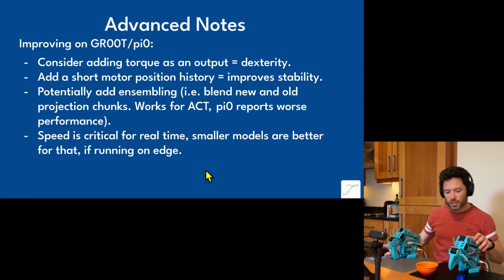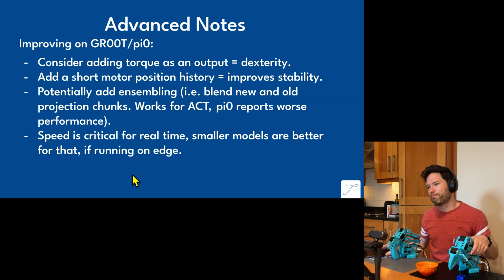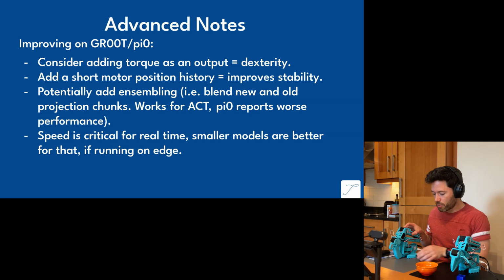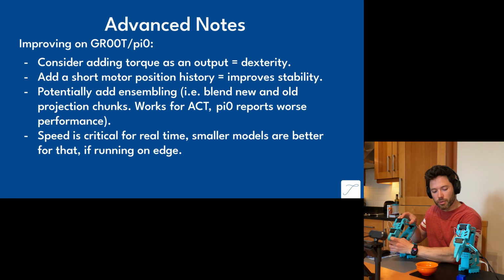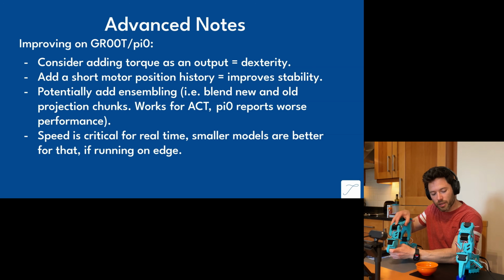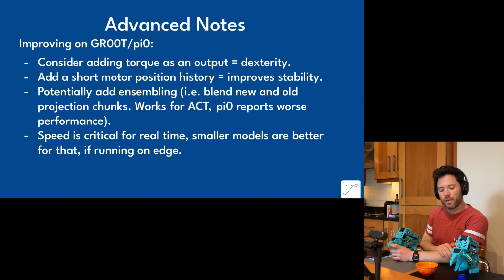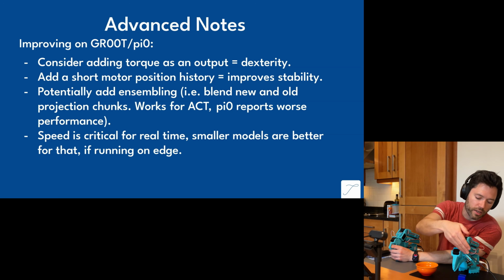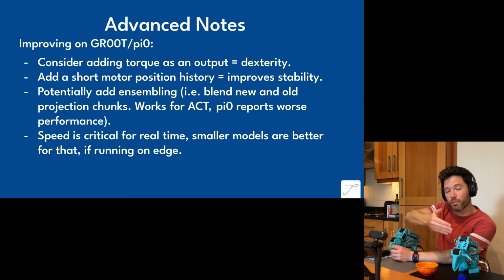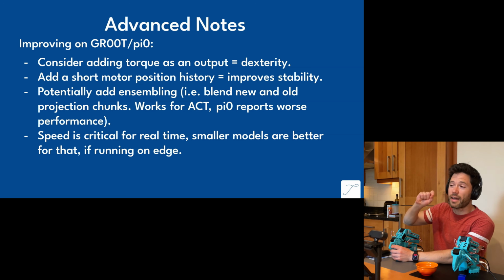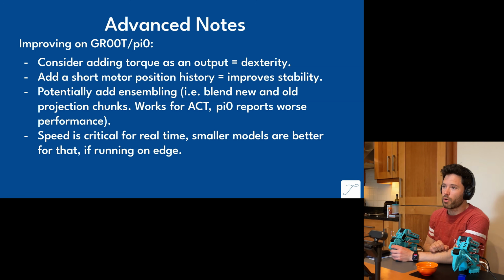Just a few advanced notes then to finish off on GR00T or Pi0. Something we talked about earlier is adding torque predictions. Currently, these models are just doing position predictions, but adding torque, that ability to squeeze, particularly for objects that are a little bit squeezable, could improve the dexterity. Adding a short motor position history: I mentioned how these models all take the current snapshots of images and motor positions. Adding in a little history, even one motor position, can improve stability quite a lot.